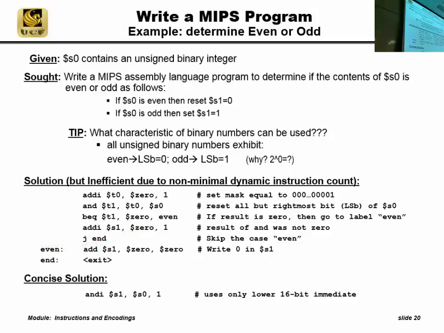If that condition is not true, the bit can only have 2 values. Either it's a 0 or 1, so it must have been a 1, which meant what? Odd. Under odd condition, I want to set S1 to 1, so I do that by this. What is the semantics of this instruction?